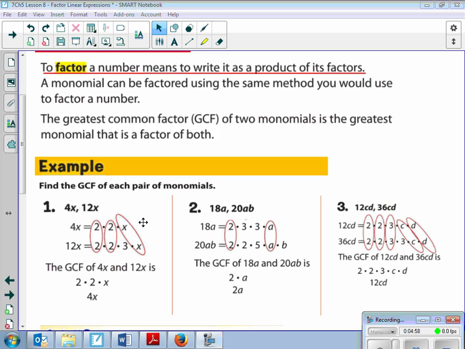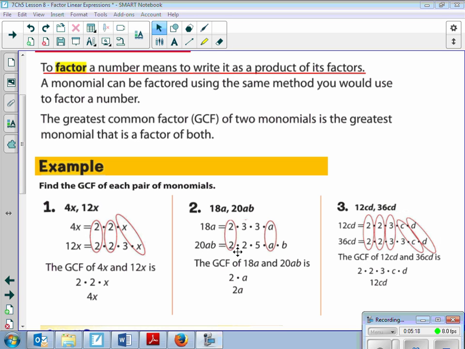So the greatest common factor is found by multiplying 2 times 2 times x. So the greatest common factor of 4x and 12x is 4x. For 18a and 20ab, so here 18a can be broken into 2 times 3 times 3 times a.